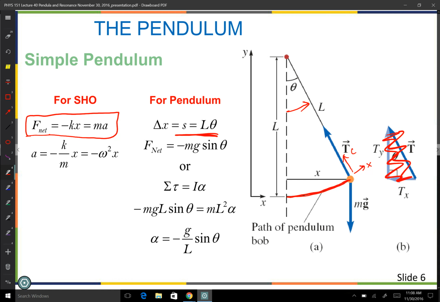Gravity, on the other hand, I can break into components. So I'll put one dashed line going from the bob that's parallel to the radial direction, and one going from the tip that's perpendicular. And now with that triangle, here's my angle theta.